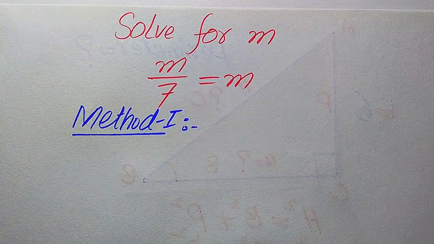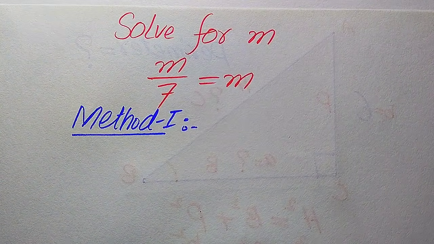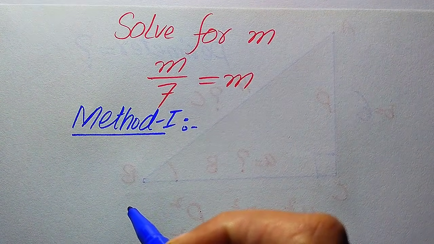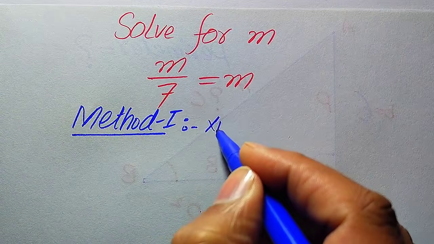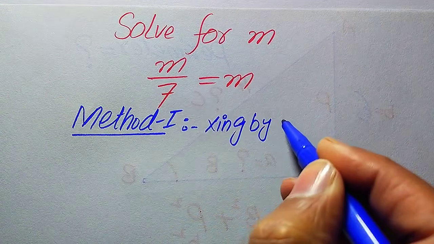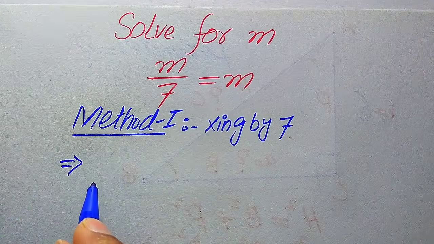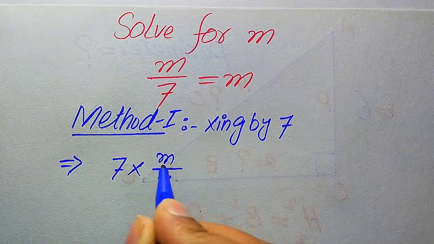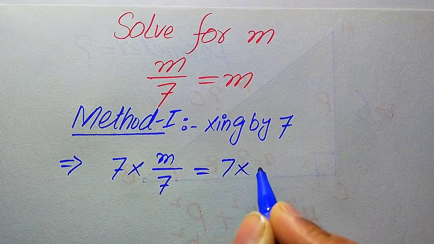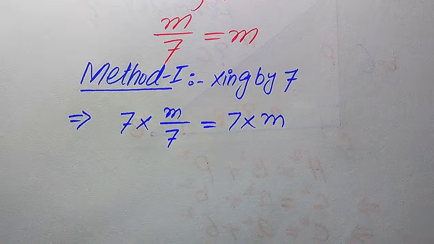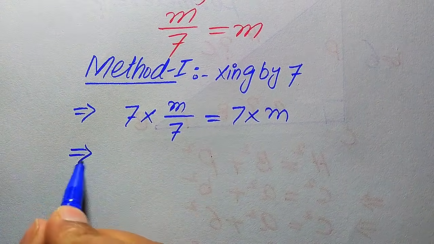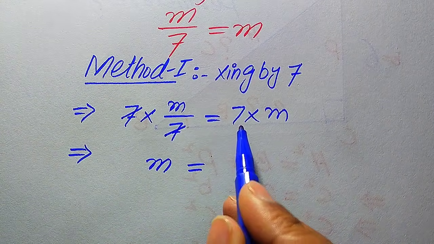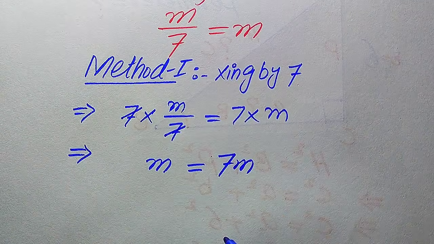And now we move towards the solution of this problem from the first method. In the first method, we need to remove this fraction from the left hand side. For this we need to multiply both of the sides by 7. When we multiply each of these terms on both of the sides by 7, it will be written as 7 multiplied by m divided by 7 is equal to 7 multiplied by m. And further in the next step, we need more simplifications, and you see here this 7 and this 7 are gone, and we get here m is equal to 7 times m.